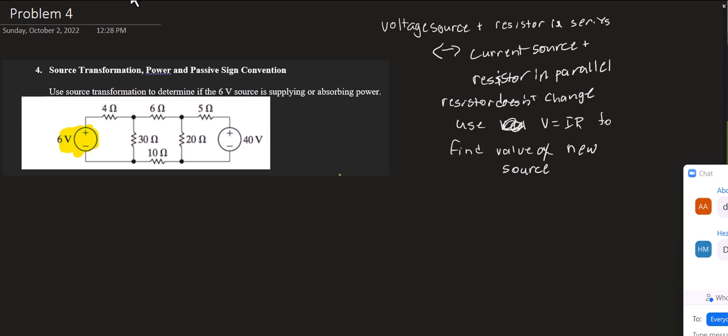But I do have a voltage source in series with a resistor, and I can change that to a current source and a resistor in parallel, and that will be helpful because then I'll have two resistors in parallel which I can combine. So I'm going to redraw the circuit, and I am not going to write in the values of the resistors each time I redraw except for the ones that I need.